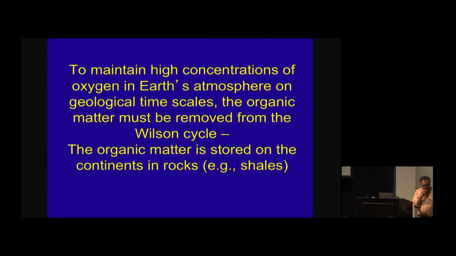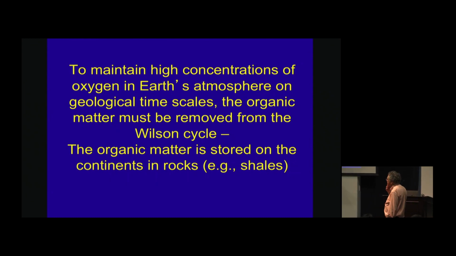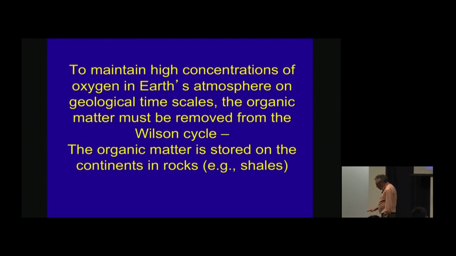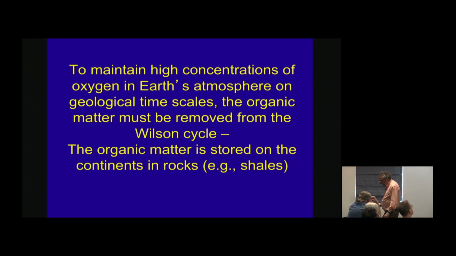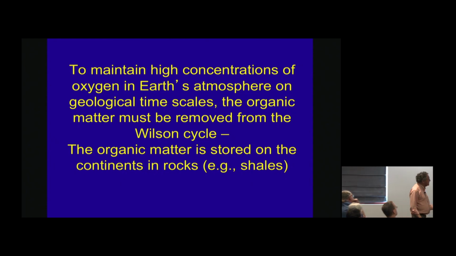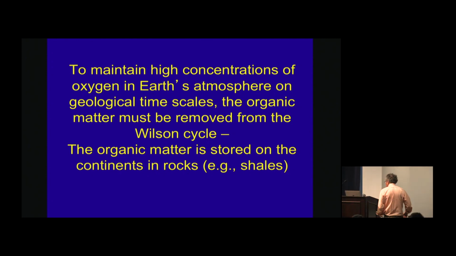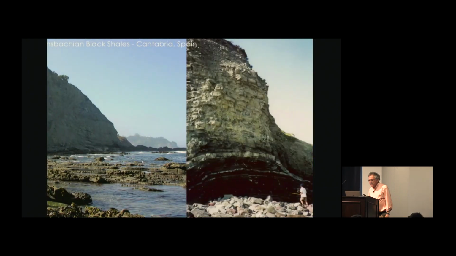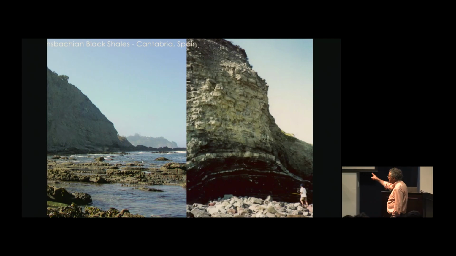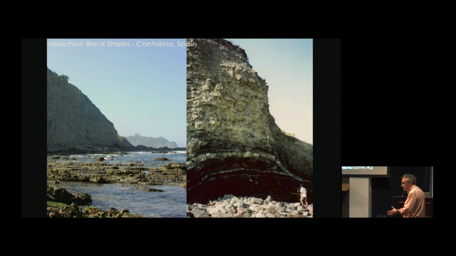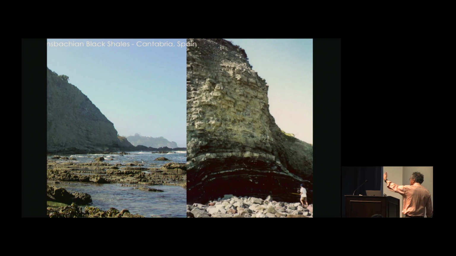So, to maintain high concentrations, you need two processes. You need a mechanism of splitting water, and you need a way to store the organic matter. And the organic matter, I'm going to show you where it is. This is the sugar. It's in black shales. There it is, all over the planet. Up on land, not in the ocean. So if we didn't have continents, we would never have high levels of oxygen.